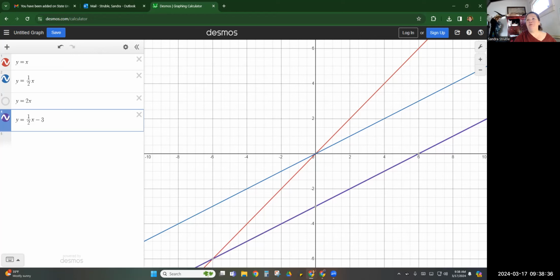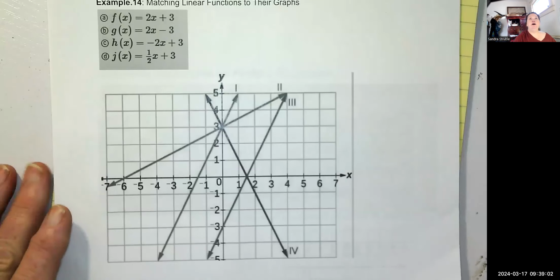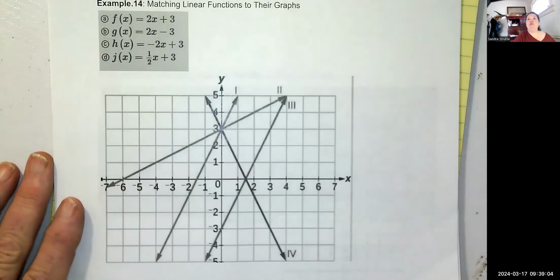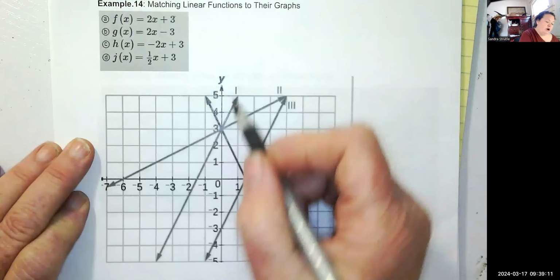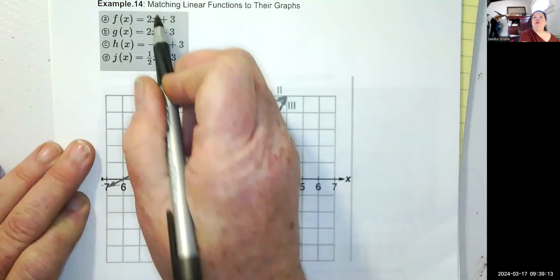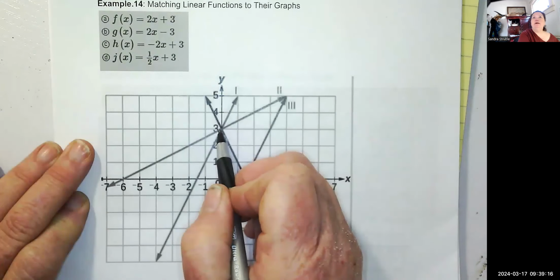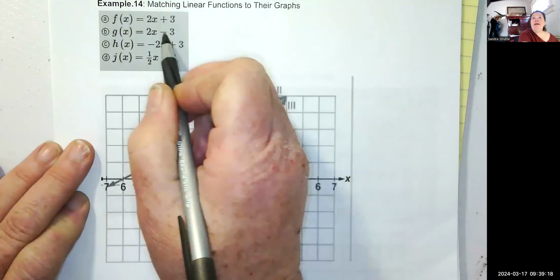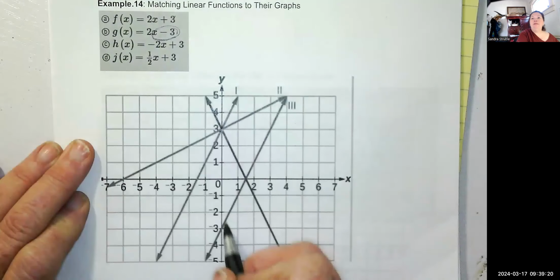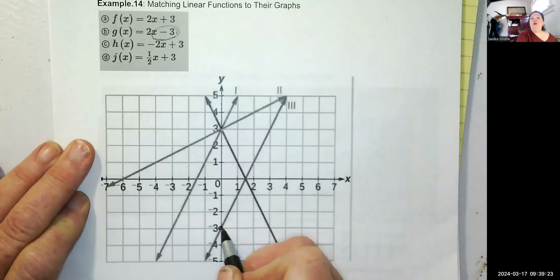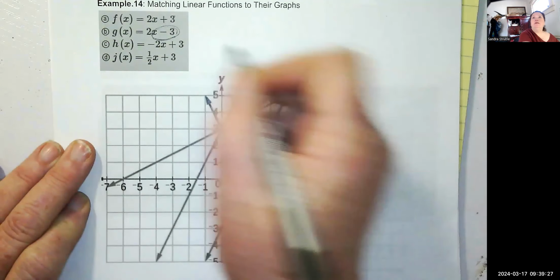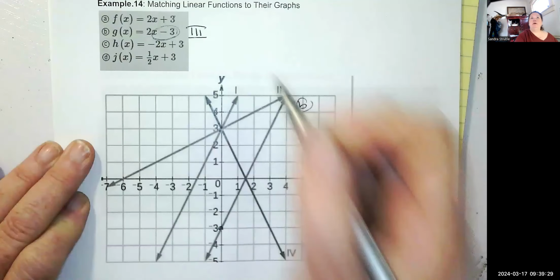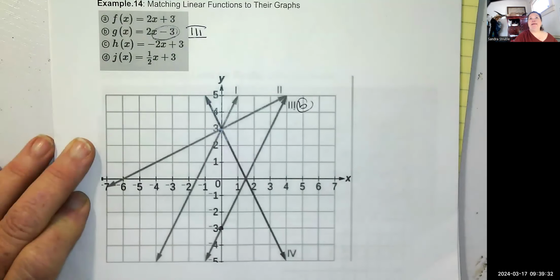I'm going to pause the video again and go back to the other. Okay, for example 14, we're going to match linear functions to the graph. So for A, I'm looking at just the y-intercepts. A, C, and D all intercept at +3. They're all +3 for their intercepts. B is the only one that has a -3 intercept, which is down here. So 3 has to be B. So we need to find A, C, and D.